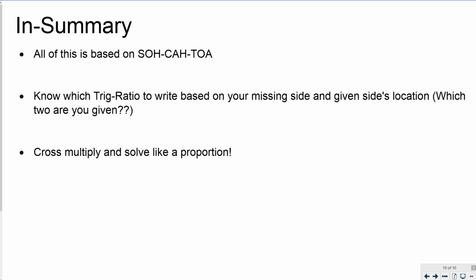So that's it, guys. In summary, right triangle trig is all based on SOHCAHTOA. You just got to know which ratios you need to use based on the side measurement that you're missing and the given side's location. You know, basically which two are you given, which two are you being asked about. And then it's just setting it up and cross multiplying and solving like a proportion.